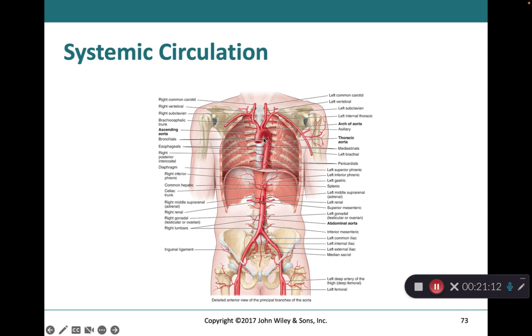Okay, so first the bronchial arteries. Okay, these will feed the bronchioles of the lungs. Okay, esophageal for the esophagus. Okay, and then the mediastinals here. So this feeds the thymus gland and some areolar connective tissue, and the pericardial arteries here. Okay, this feeds the fibrous pericardium of the heart.